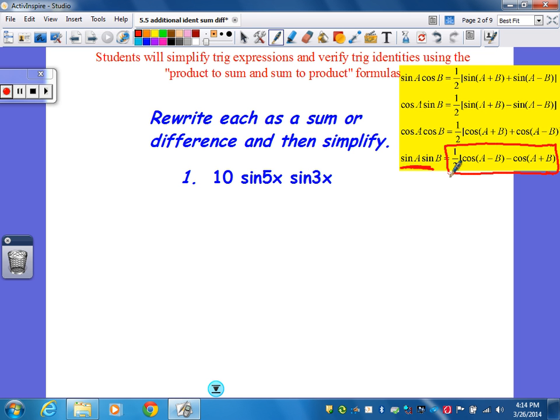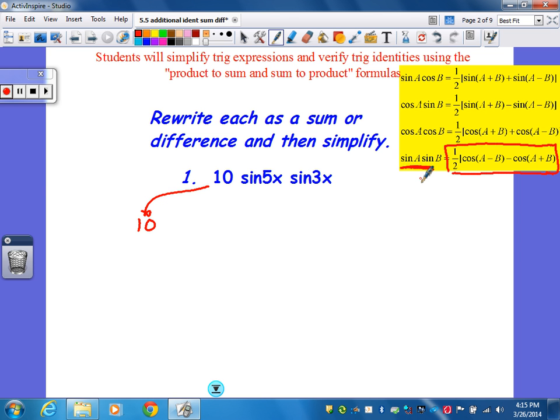Now, a lot of you are looking at this and thinking, what is this 10 for? Well, with that 10, you can just bring that 10 straight down and work with it. It's like a constant multiplier. It's just there. It's going to change once we put that half in there. So let's see where it takes us.